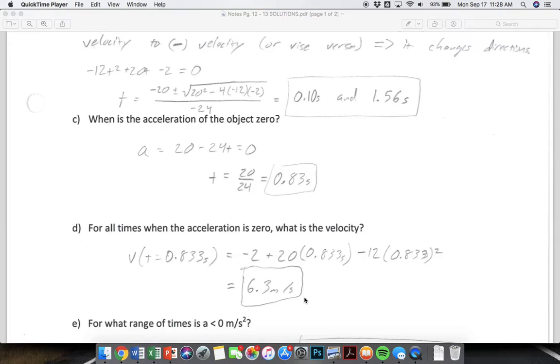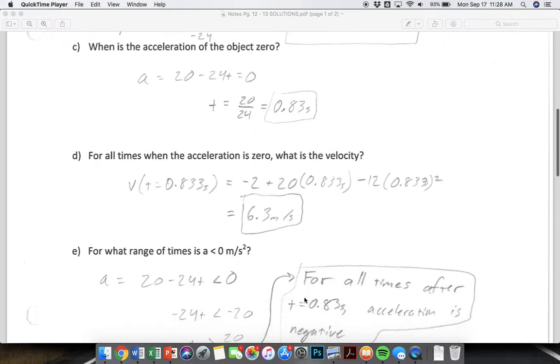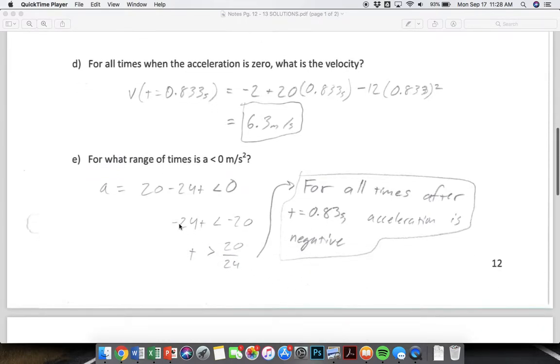Part E, for what range of times is the acceleration less than 0? So when is acceleration negative? This is simply an inequality. We can set up the equation: my acceleration function is less than 0. Be careful, there's a little tricky thing that happens right here when I'm solving for t. Anytime you multiply or divide both sides of an inequality by a negative value, it flips the sign of the inequality. So we get the answer: t is greater than this fraction, which is equal to 0.83 seconds. So for all times after 0.83 seconds, the acceleration is negative.